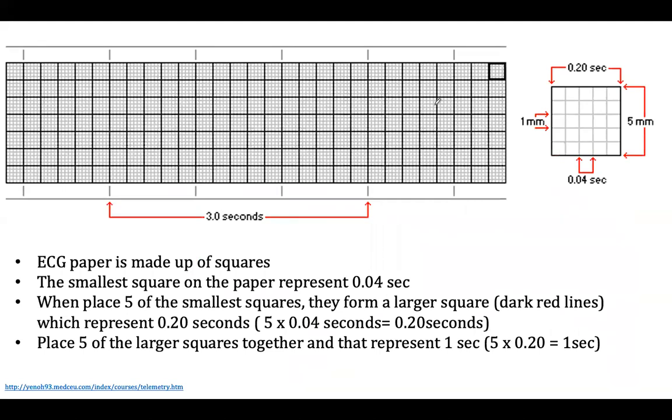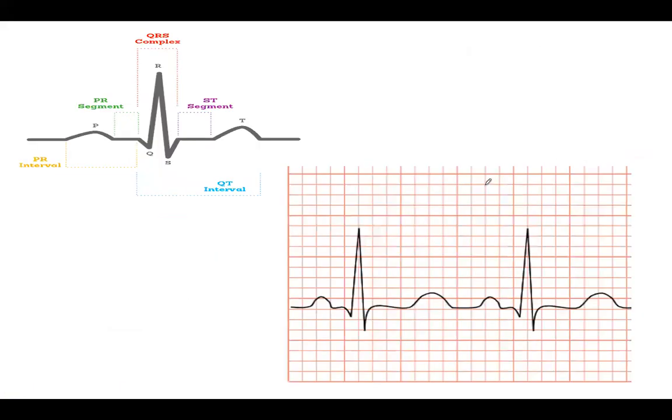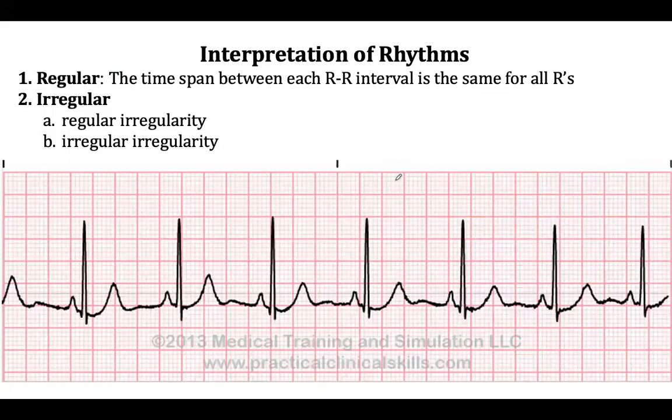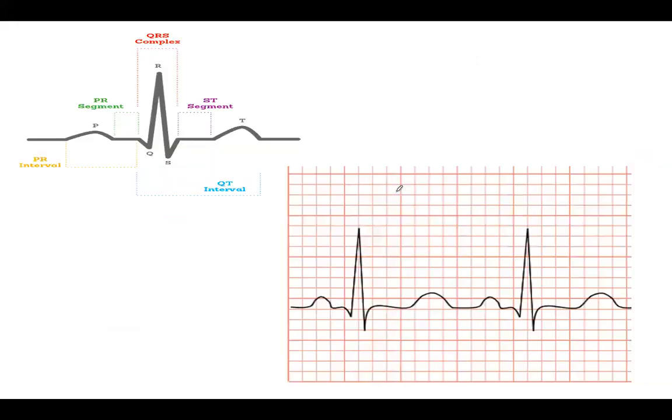So ECG paper is made up of these squares. Typically this ECG paper would be pink, with the little squares in light pink, and the darker squares would be kind of reddish in color. But here in this picture, you don't see that. But if you look at the pictures that I posted and we're going to assess, you can see dark red lines and then little pink boxes inside.